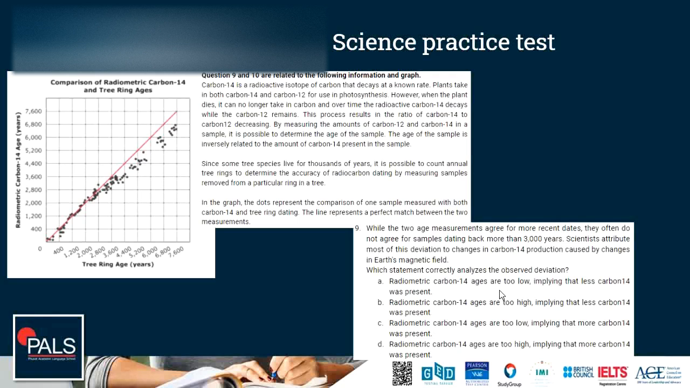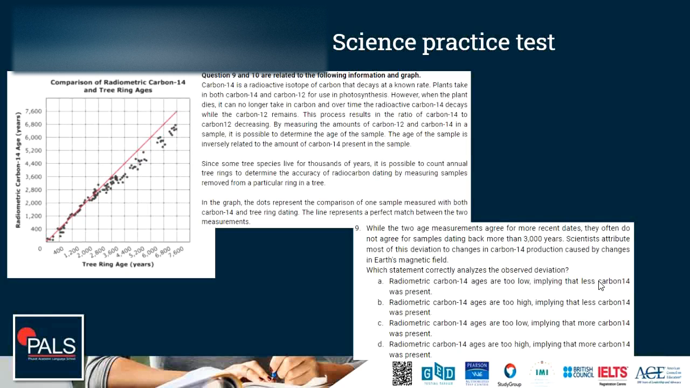Radiometric carbon-14 ages are too low, yes. So here we have the tree ring age, 6,800, and the radiometric carbon-14 is 5,800. So we can exclude B and D. So it's either C or A. What does this imply when it's too low? That less carbon-14 was present, or that more carbon-14 was present?